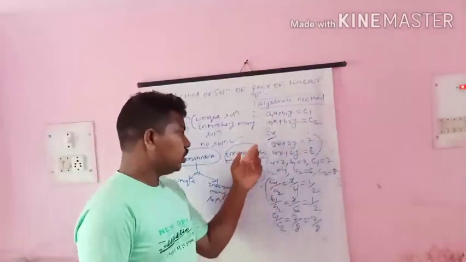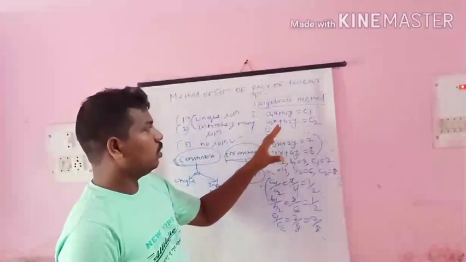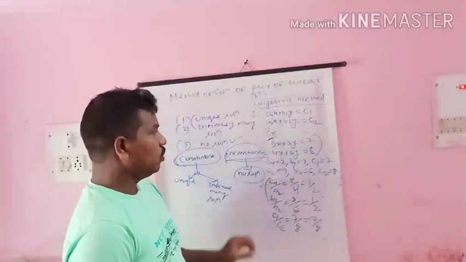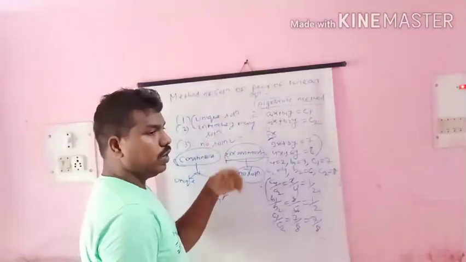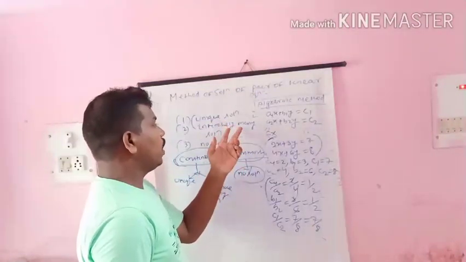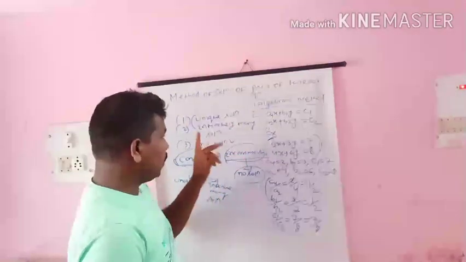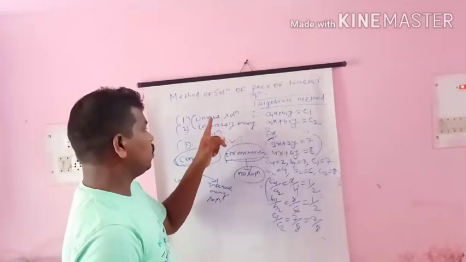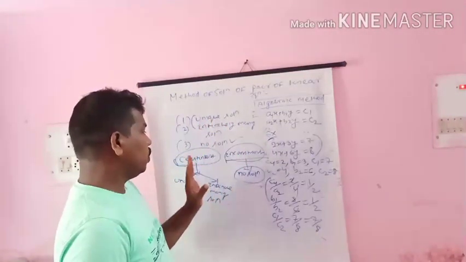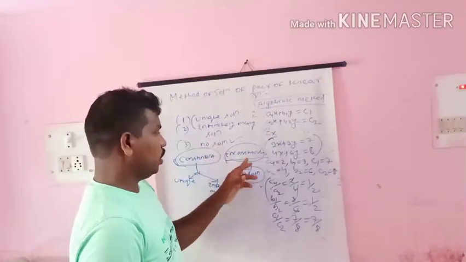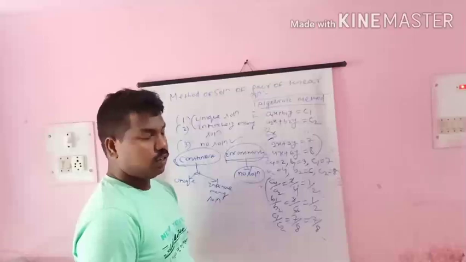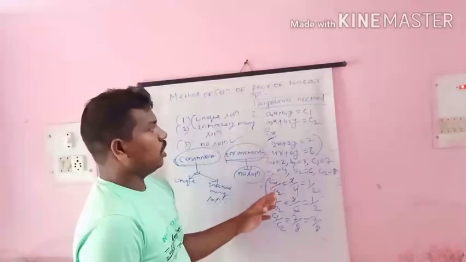And here we discussed what type of solution a pair of linear equations will give. There are three: unique solution, infinitely many solutions, no solution. If it gives a unique solution or infinitely many solutions, it is consistent, and if it is no solution, then it is inconsistent. So this is all about the graphical method.